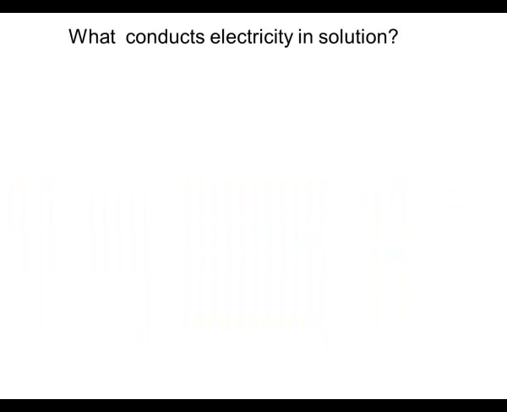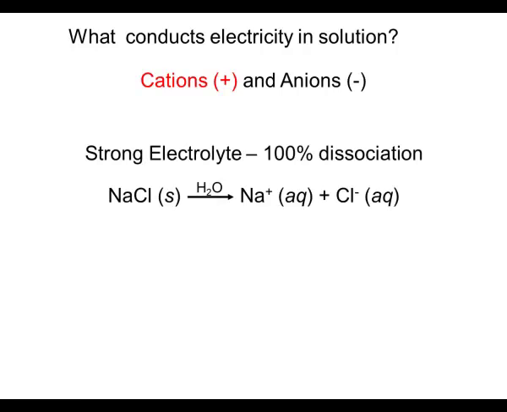What conducts electricity in solution? It is the cations and the anions. Strong electrolytes are 100% dissociated. An example is sodium chloride, dissolved in water, forms sodium ions and chloride ions. All salts are strong electrolytes.